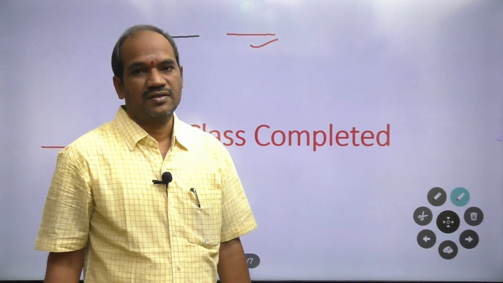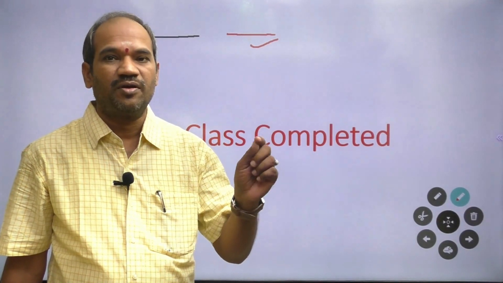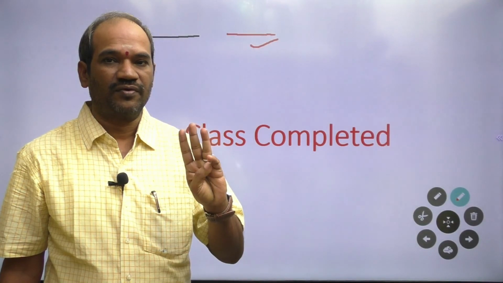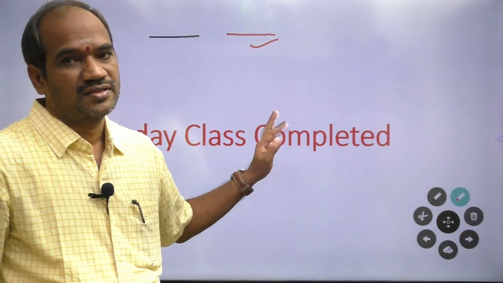Today's class is finished. Today, practice once more. The question on the sum of a symmetric and a skew symmetric matrix is a 3 marks question. You also practice it 3-4 times. Today's class is finished. Next continuation in the next class.